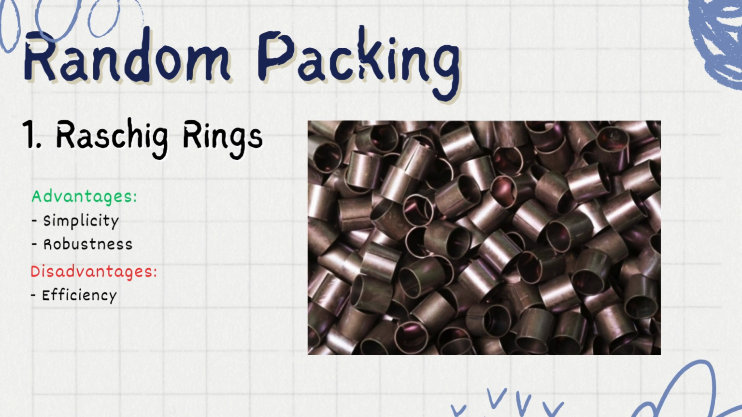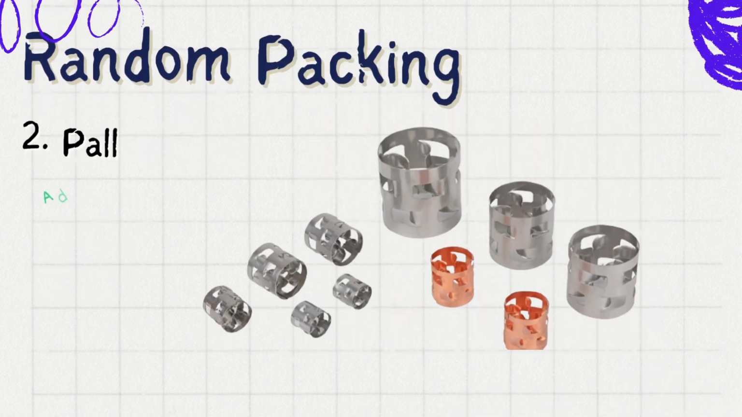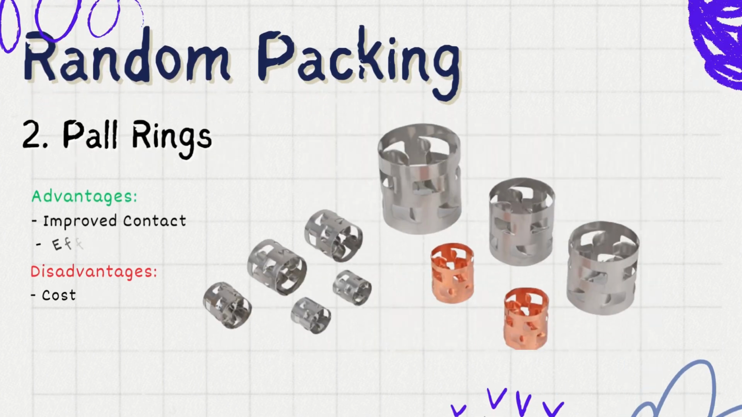Means they lack efficiency of separations compared to the modern packing materials. Okay, now guys, moving on towards the next type of random packing, which is ball ring. Guys, to understand ball ring in a simpler way, it is just an advancement of our Raschig ring. These types of rings include punched holes, and that enhances the gas liquid contact and reduces the pressure drop.